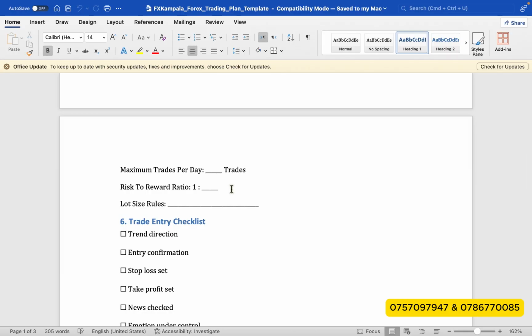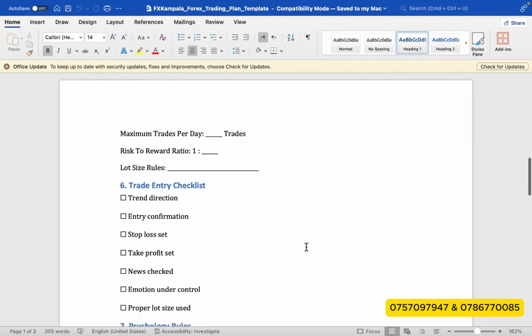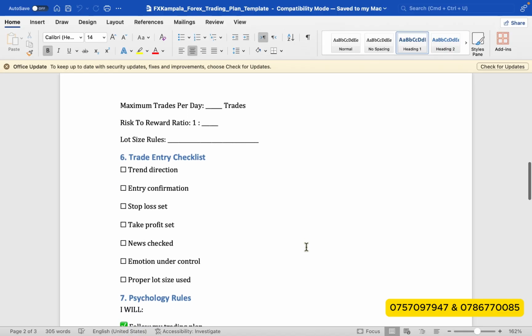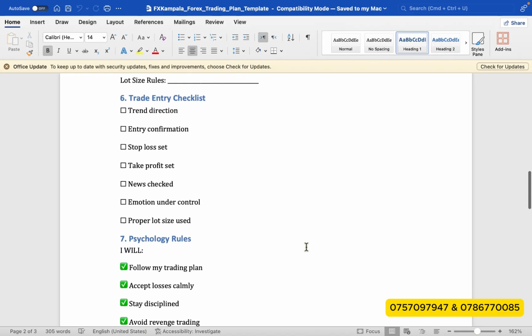If you're trading one pair, it has to be calculated, and you have to specify that I'll always trade a lot size of 1, okay? Or maybe I'll always trade a lot size of 0.1 or whatever the lot size is. Then the entry checklists, okay? Regardless of the strategy that you use: the trend line, direction, entry confirmation, stop loss set, take profit set, news checked, emotions under control, proper lot size used.